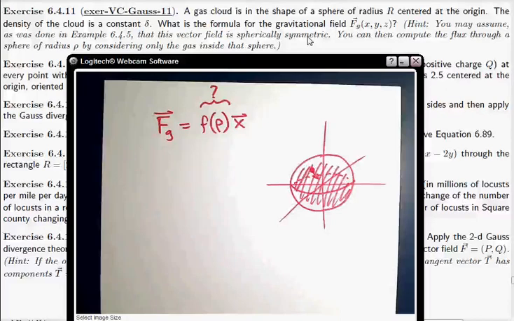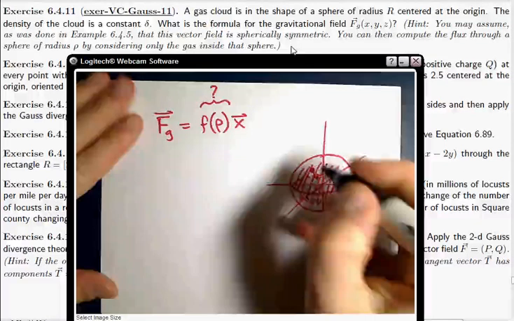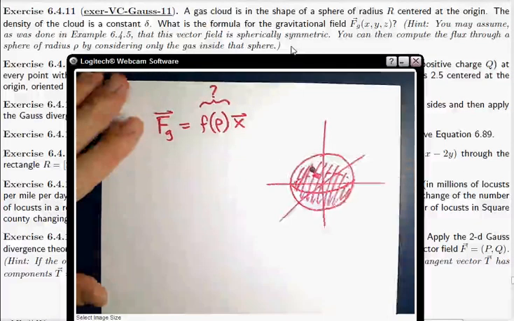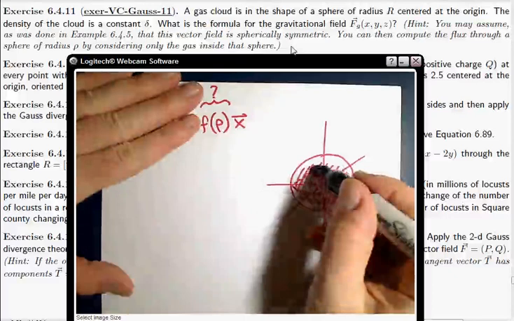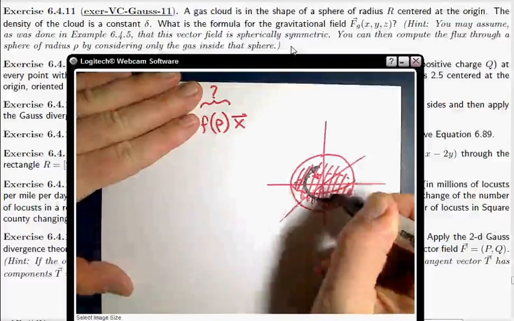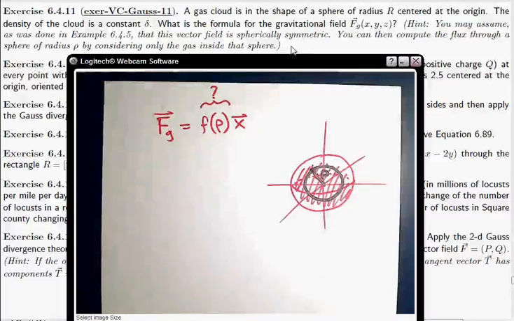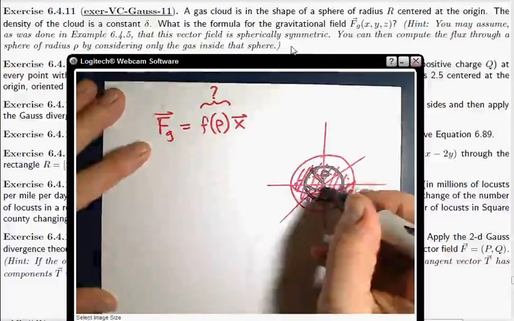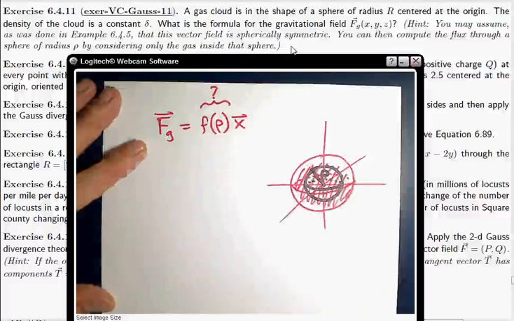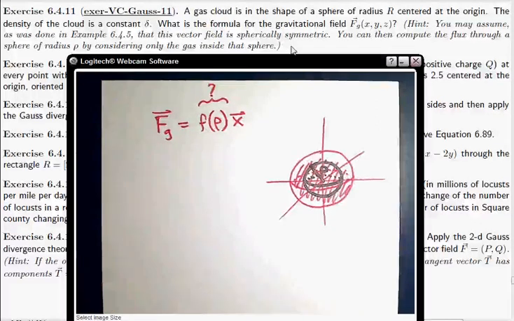That's kind of convenient. So the problem then says, let's compute the flux through a sphere of radius rho, and it observes that we're going to consider only the gas inside that sphere. Fine, so let's do this. Here's a point that we're interested in that's sitting inside of this gas, and we're going to look at this sphere of radius rho, whatever that distance is. So we're going to compute the flux through that sphere.